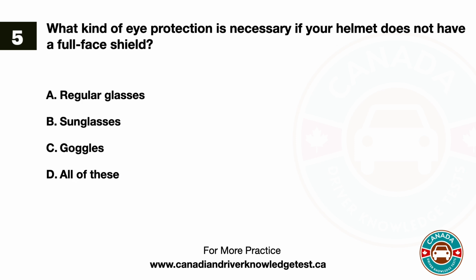Question 5. What kind of eye protection is necessary if your helmet does not have a full face shield? A. Regular glasses. B. Sunglasses. C. Goggles. D. All of these. The answer is C. Goggles.